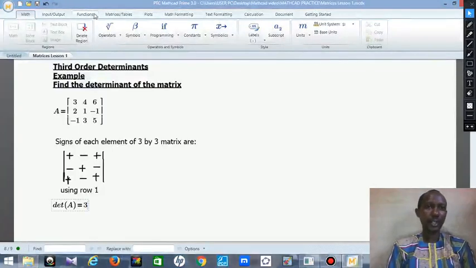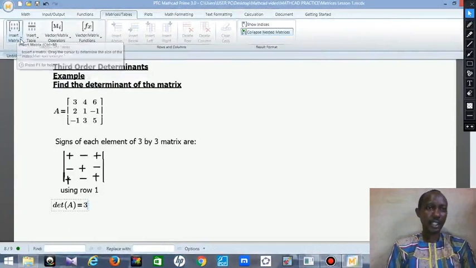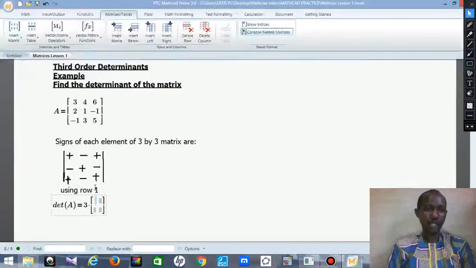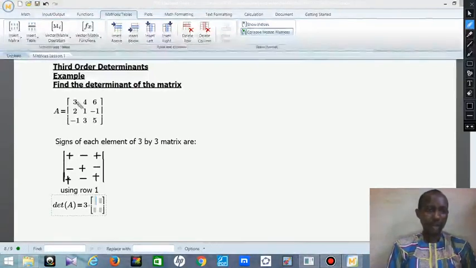Then I'm going to attach a 2 by 2 matrix like this. And which elements am I going to put inside this place? So take note of the rule. Let me use my pen to cover it. Remember, I'm using row 1, so I'm going to cover this place like this, horizontal, vertical. So which numbers can you see? You can see 1, minus 1, 3, and 5. Those are the numbers you are going to write in this place.